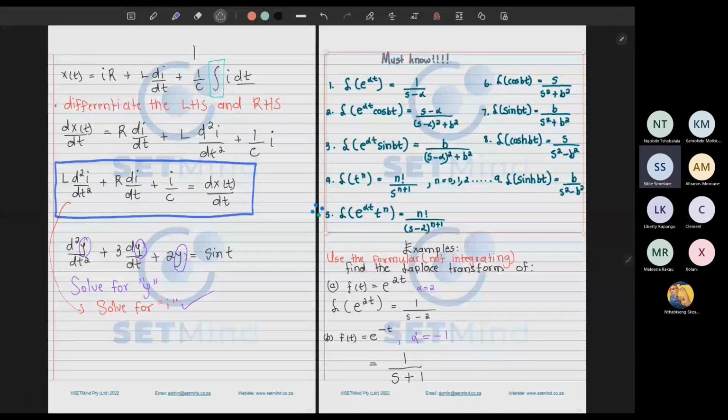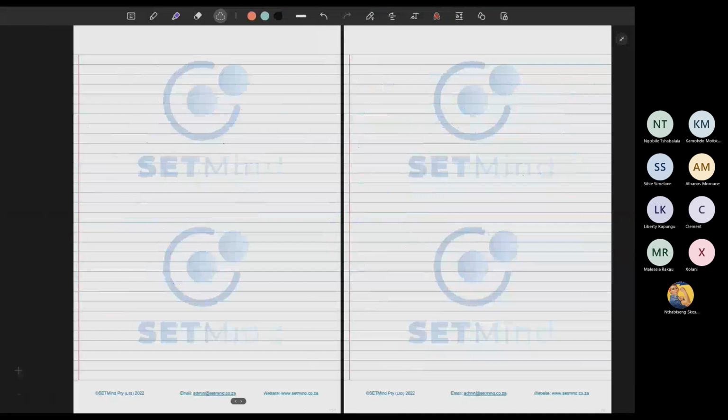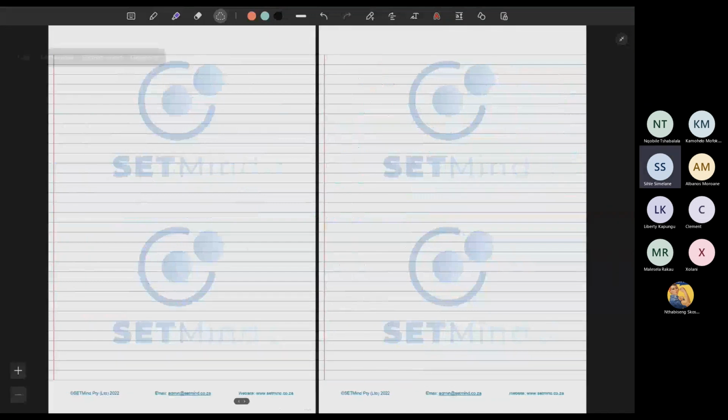Remember, the end goal is either you should know these or you'll use the table. But my suggestion is try to know these. They are not hard to memorize.